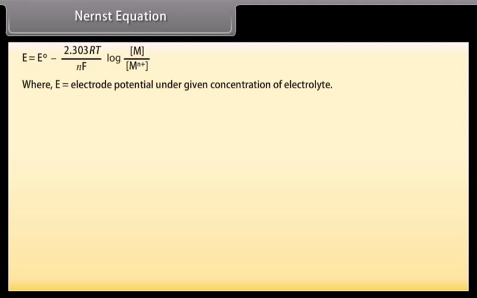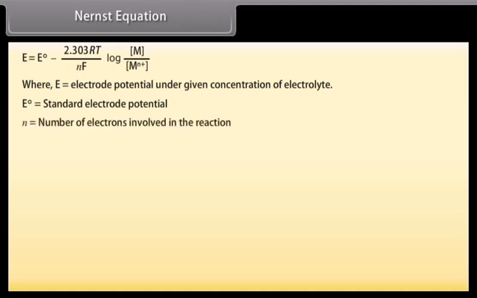is equal to electrode potential under given concentration of electrolyte, E naught is equal to standard electrode potential, and n is equal to number of electrons involved in the reaction, T is equal to temperature on Kelvin scale, F is equal to 1 Faraday, R is equal to gas constant.